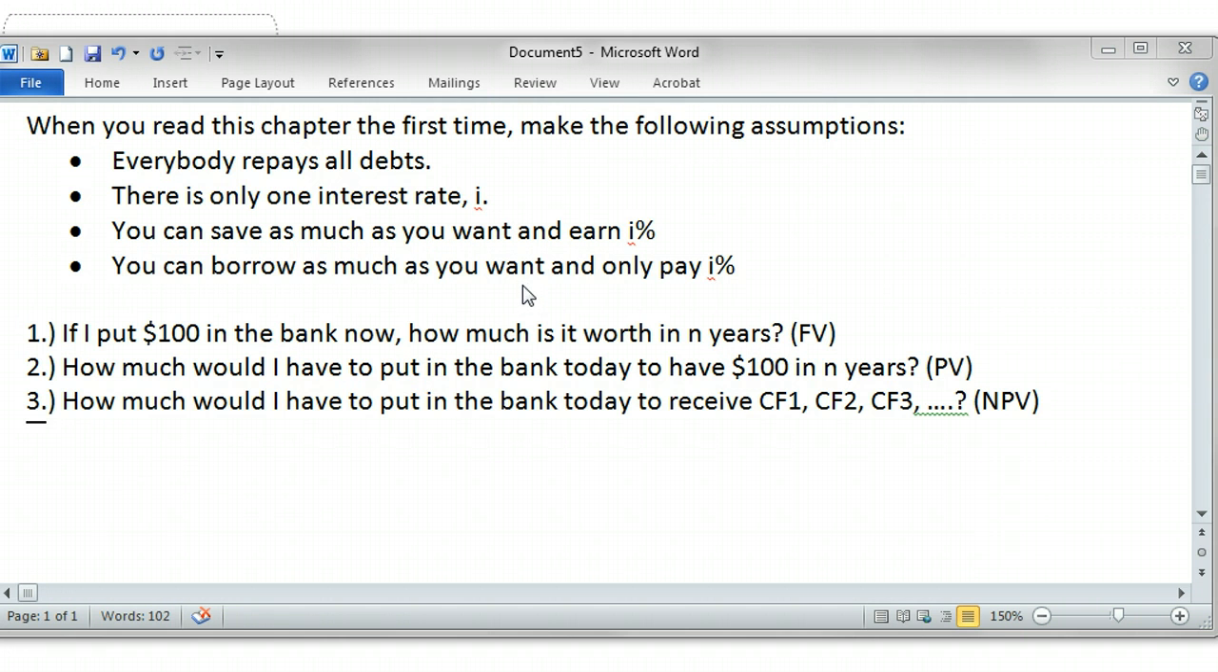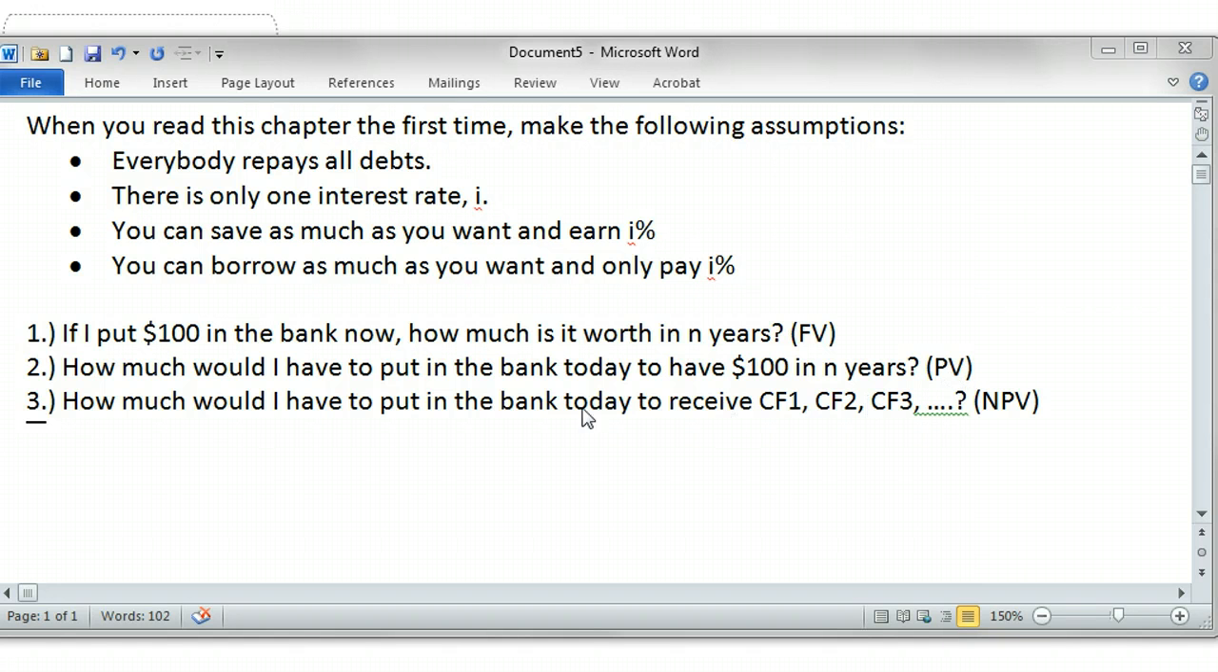So with those assumptions in the background, we're going to now look at three questions. The first question is, if I put $100 in the bank now, how much is that $100 going to be worth in N years? I'm going to assume you have some background on this. I'll go through it pretty quickly. The next one is kind of a corollary of the previous one. It's how much would I have to put in the bank today to have $100 in N years? We're going to use that to introduce the concept of present value or present discounted value.